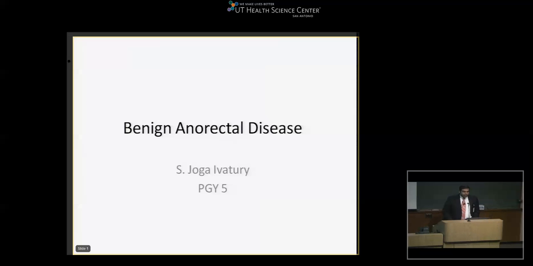As you can see, a special anoscope is introduced, and the purse string anoscope is introduced through there. A purse string is created, and the purse string suture is then pulled through the stapler, and the mucosa submucosa is then taken.